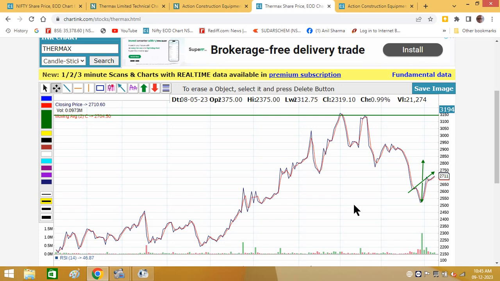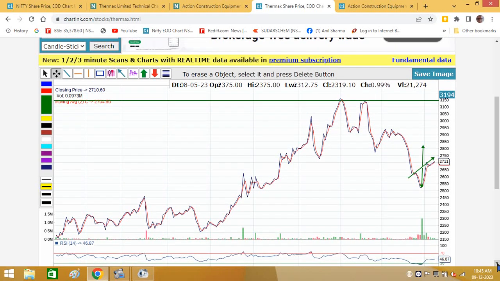Friends, what else do you want? Thermax gave excellent results, and it is at RSI 30. As I said, all indicators give buy and sell signals only. So if you get it at this price also, if you see the moving average and the blue price line, they are in the direction. And if you see, this pink line, which is the moving average, is showing a perfect buy.